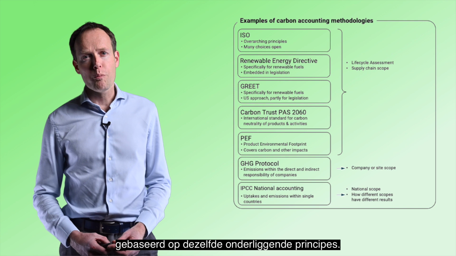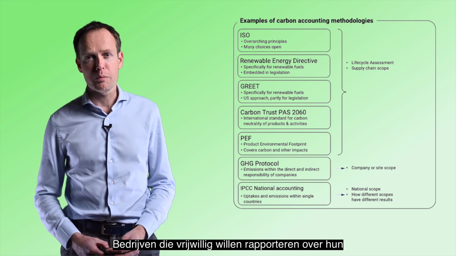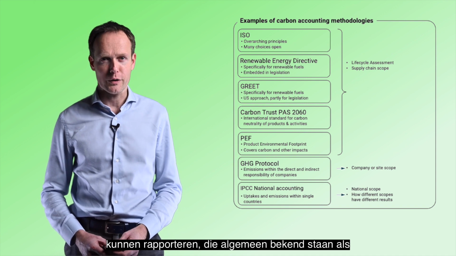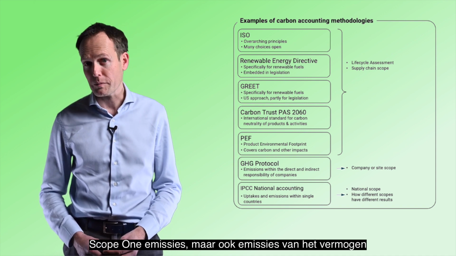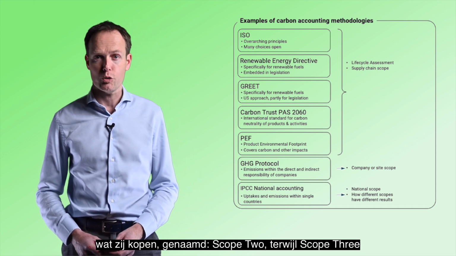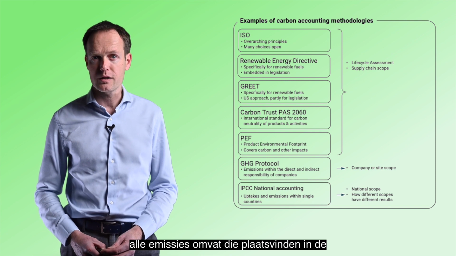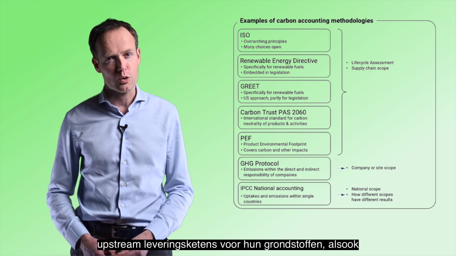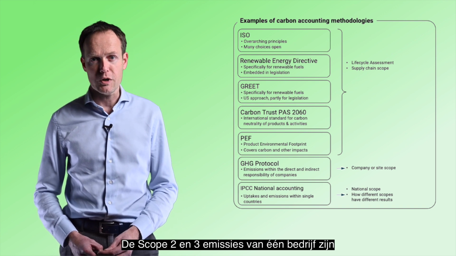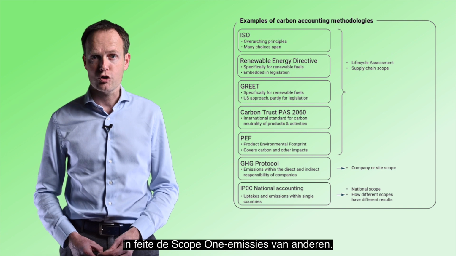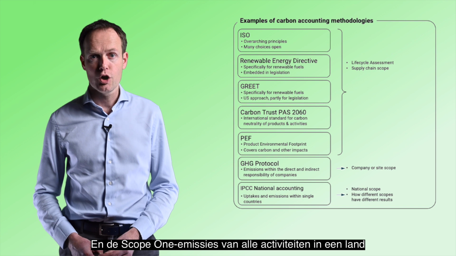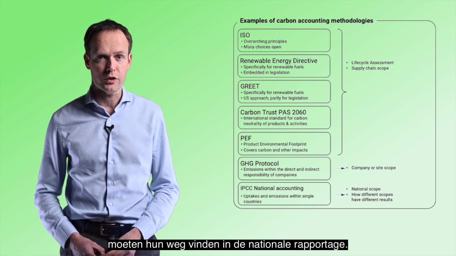underlying principles. Companies that voluntarily want to report on their carbon impact often use the so-called greenhouse gas protocol, which allows them to report their direct emissions, which are commonly known as Scope 1 emissions, but also emissions from the power they purchase, called Scope 2, while Scope 3 covers any emissions that take place in the upstream supply chains for their feedstocks, as well as emissions from the use of their products. The Scope 2 and 3 emissions of one company are in fact the Scope 1 emissions of others. And the Scope 1 emissions of all activities in a country should find their way in the national reporting.